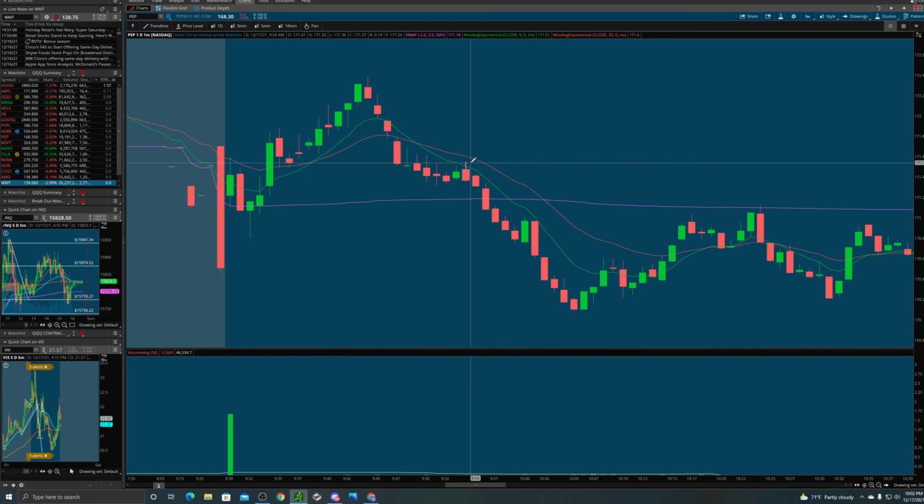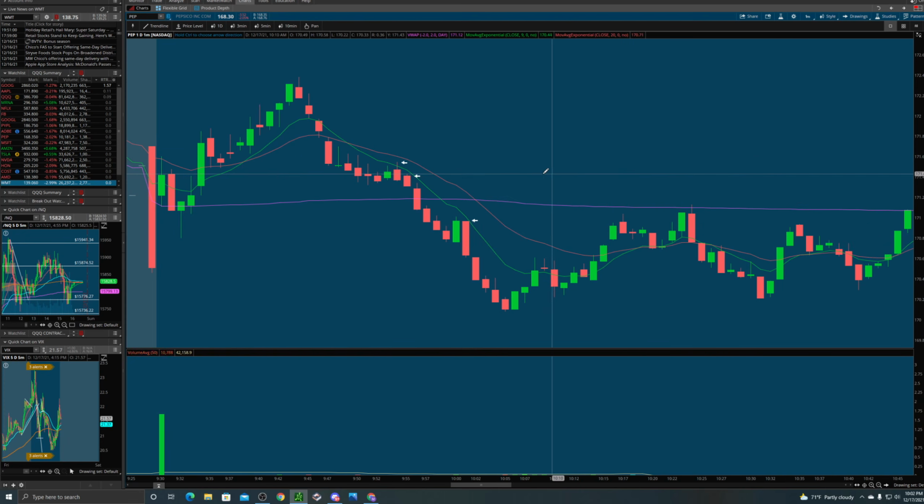So we can see an entry was there. I'd say one was right there as well. A very clear entry there, tapping the 9. And 3 entries there. Very strong move. Remember, the later the entry, the quicker the exit.